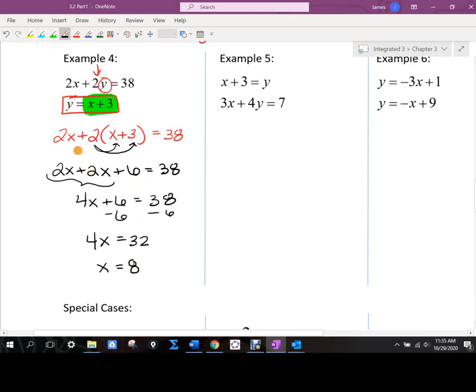So x is 8. If x is 8, what do I get when I plug it back in up here? 8 and 11. So when I plug back in for y, I put 8 right there. 8 plus 3 gives me y to be 11. So x is 8, y is 11.